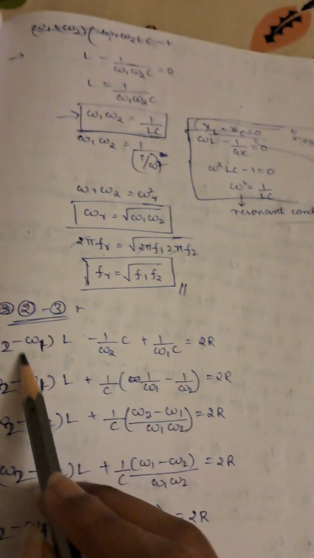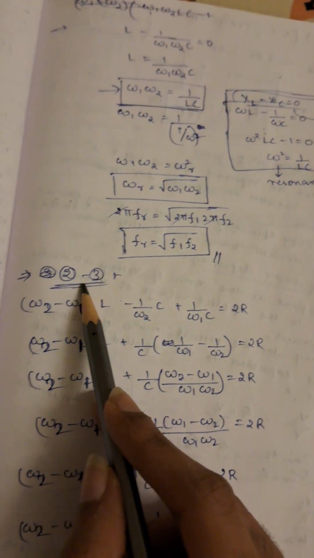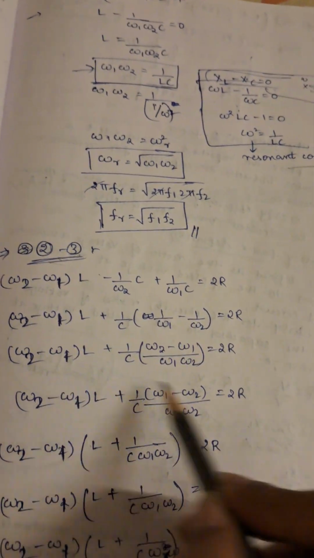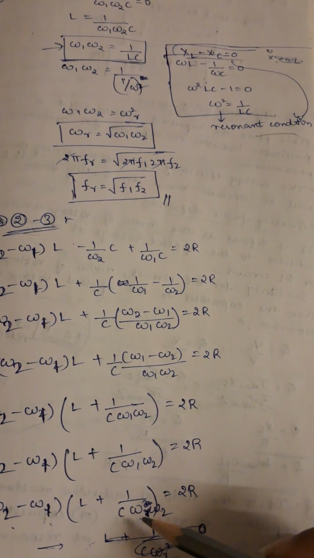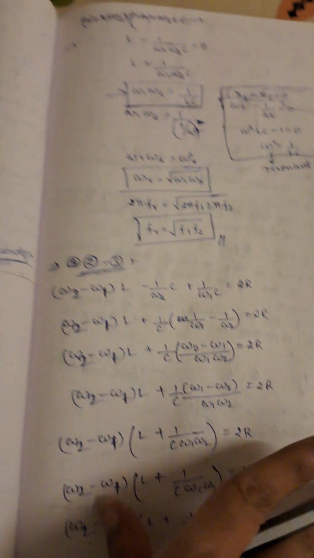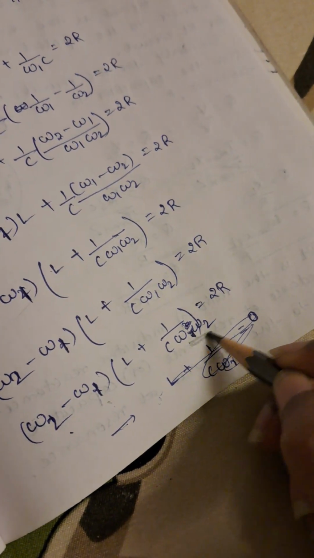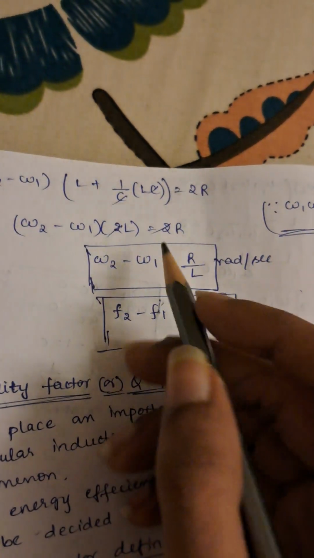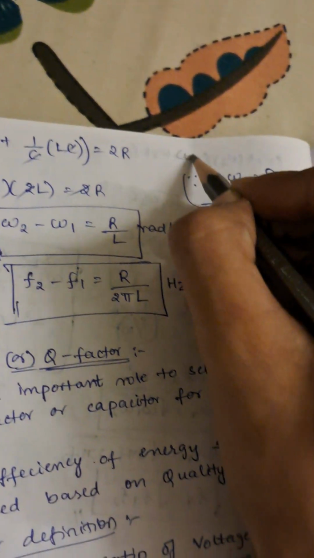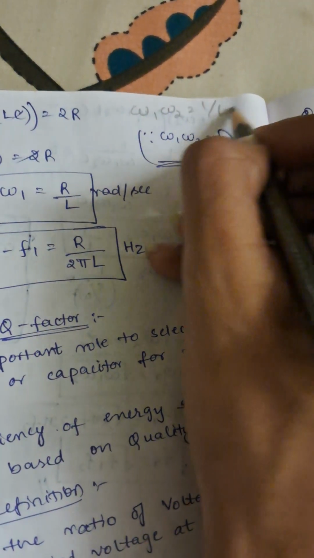This is one. And next, you subtract it. When you subtract it, take omega 2 minus omega 1 as common. L plus 1 by C omega 1 omega 2 is equal to 2R. Here, omega 1 omega 2 is 1 by LC, right? So omega 1 omega 2 is 1 by LC.